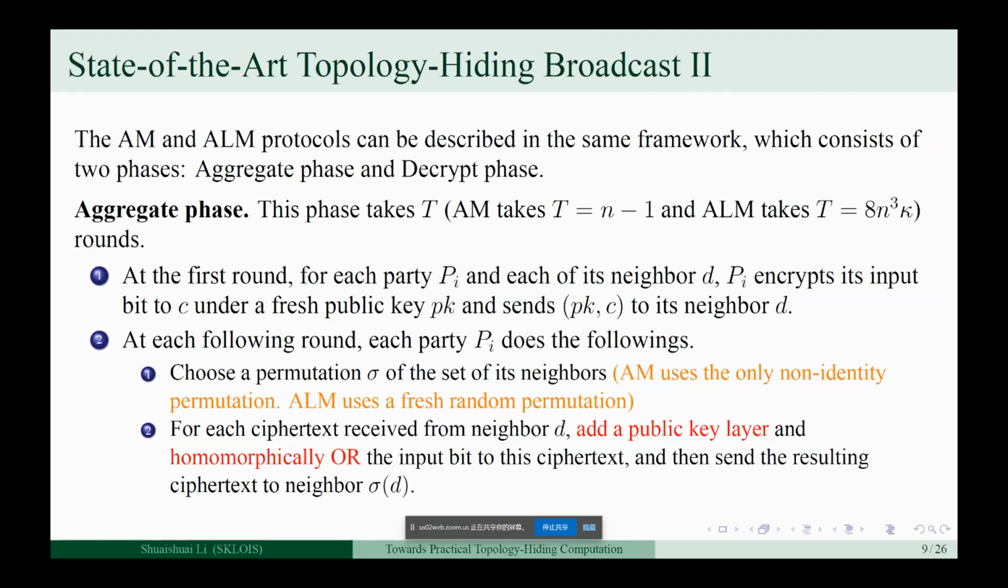At each following round, each party P_i chooses a permutation sigma of the set of its neighbors. AM uses the only non-identity permutation, and ALM uses a fresh random permutation. Then, for each ciphertext received from neighbor D, P_i adds a public key layer and homomorphically adds its input bit to this ciphertext, and then sends the resulting ciphertext to neighbor sigma(D).